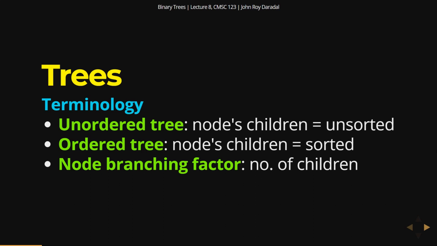Next is the branching factor of a node. That simply refers to the number of children that the node has. So if the node has 2 children, then the branching factor is 2. If it has 3 children, the branching factor is 3, and so on. Okay, so pretty straightforward.